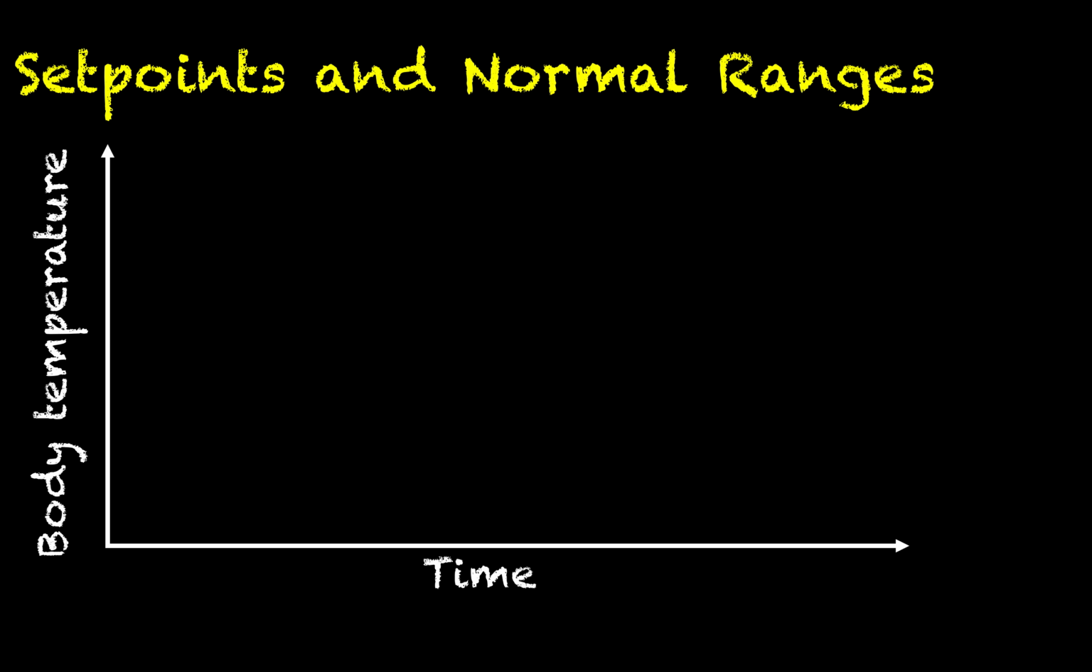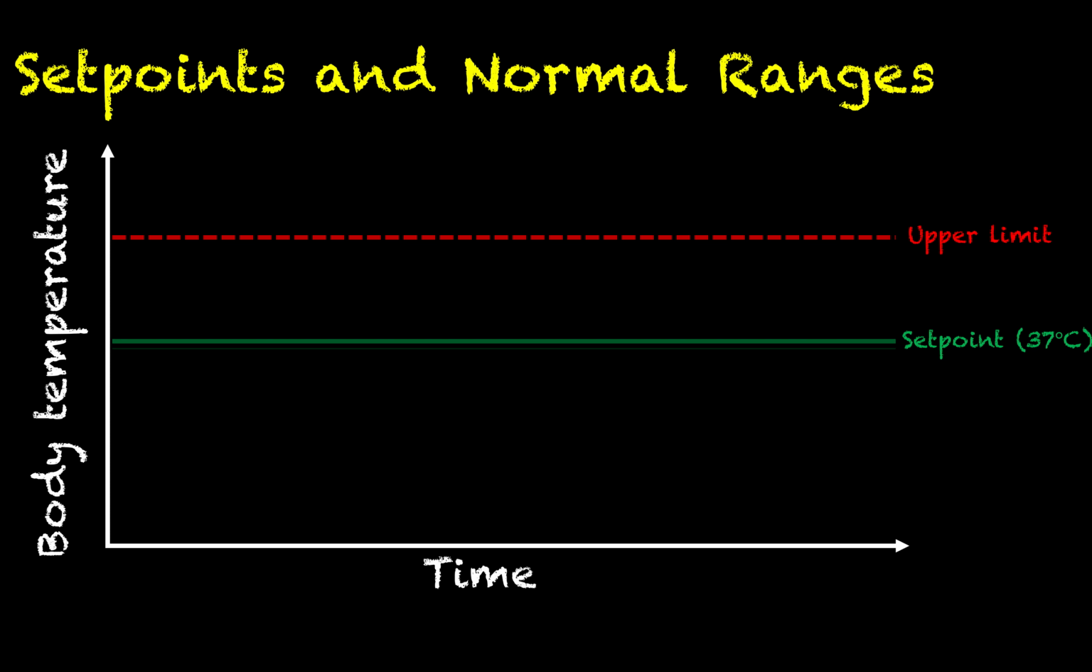So let's look at a graph that will actually illustrate this. And since I brought up body temperature, let's use that as an example. Let's define what our set point is here. We'll say set point is 37 degrees Celsius, as I said before. Now, the way homeostasis is going to work here is that we establish an upper limit, which is our limit in terms of we do not want the body temperature to get any higher than this, and then a lower limit. We don't want the body temperature to get any lower than that.